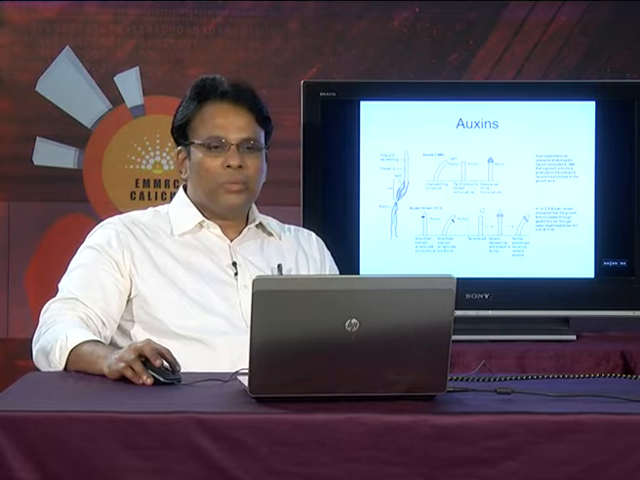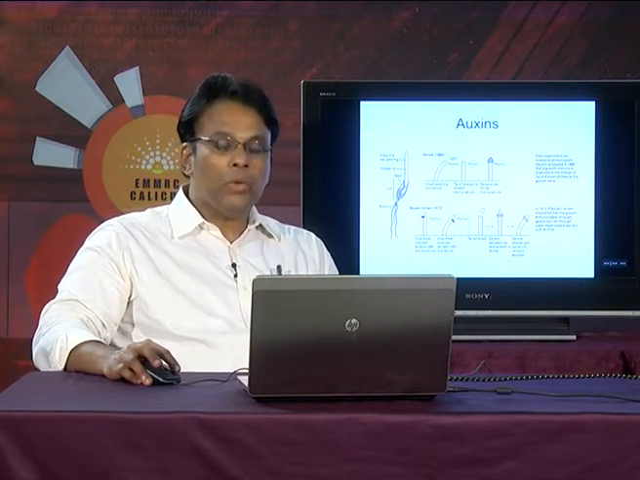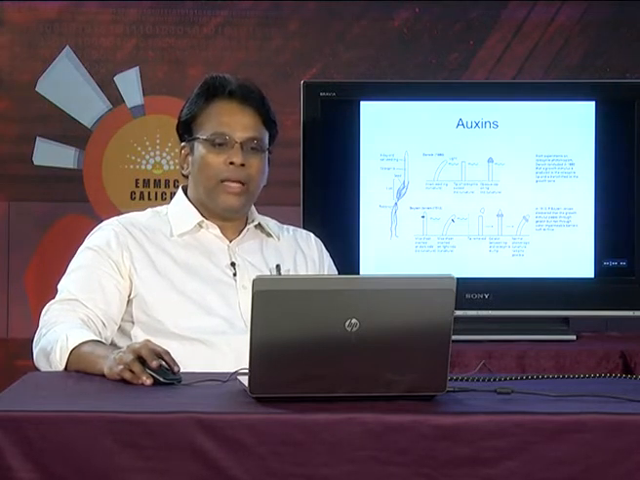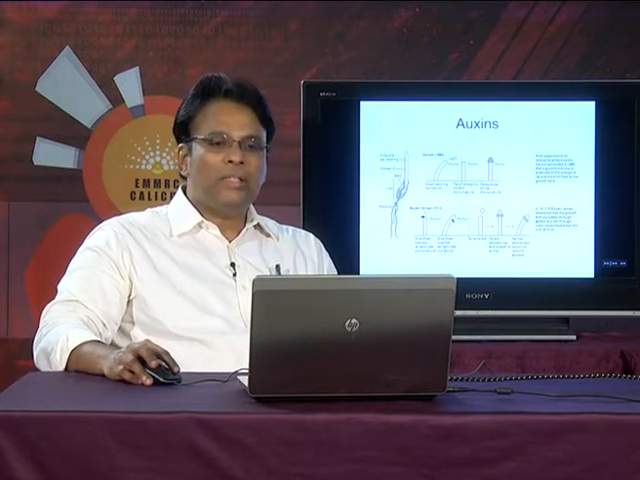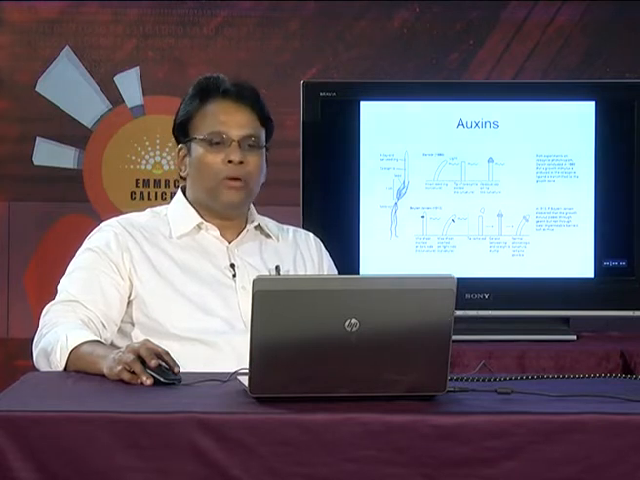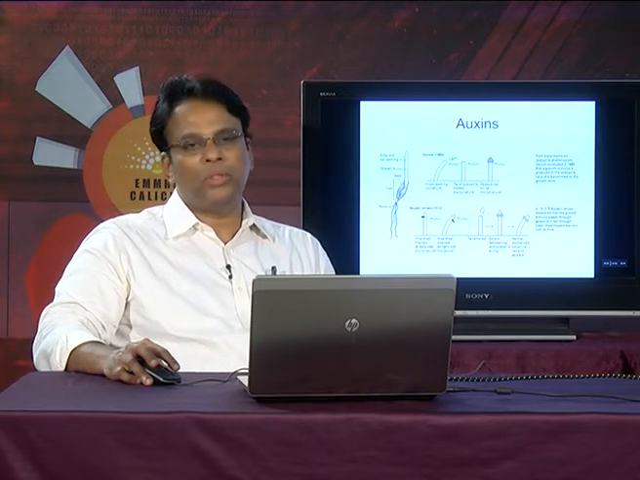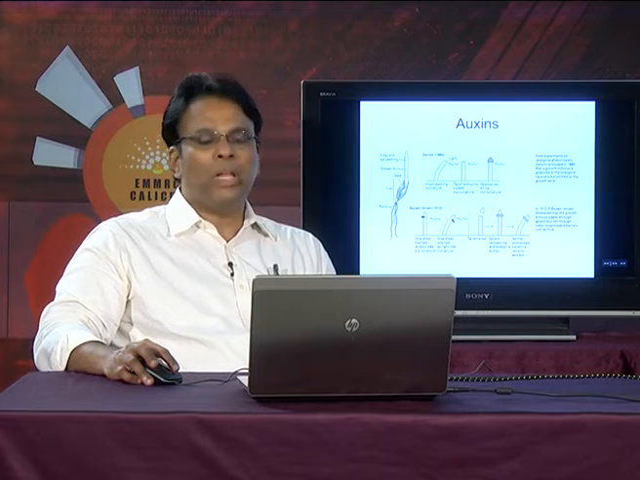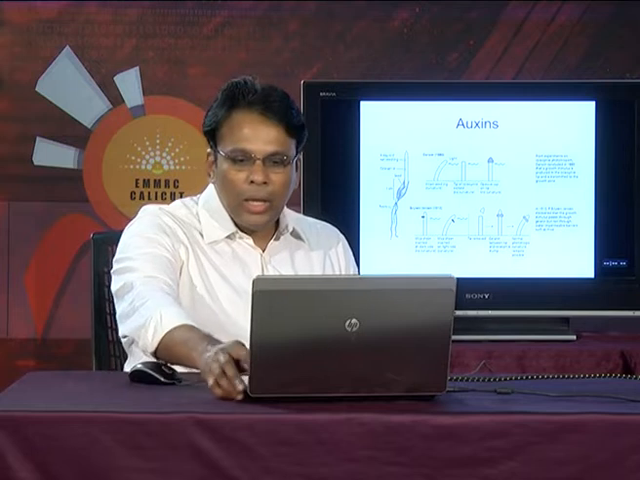Again, some experiments were repeated by Boysen Jensen in the year 1913. Here you can see the tip was excised, and in that place a gelatin block was inserted, and even if the gelatin was inserted, there would still be percolation of the substance that was in the tip to the lower portion through the gel, and once it reaches down you can see the same effect of light. So that means the substance which was bringing about the bending effect was percolating through the gelatin and reaching down.